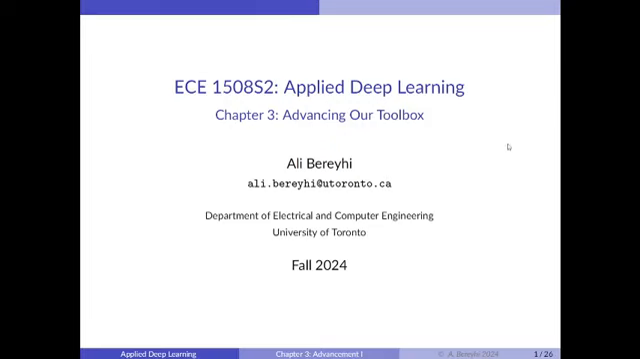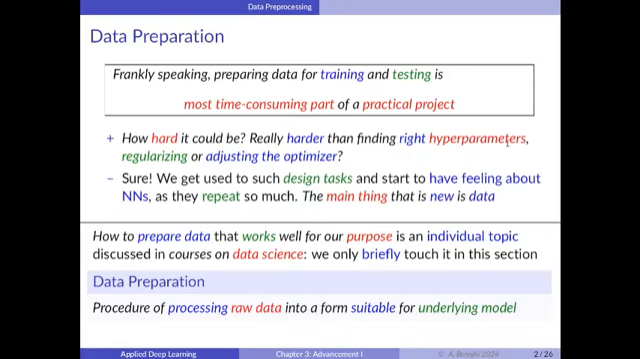We can continue with section 3 of chapter 3. Now we want to talk about some data science things. The data preparation that I want to talk about here is very similar to the data preparation parts that we consider in the data science courses. So if you know that, you can skip it. It's something that you may know from data science if you have passed.